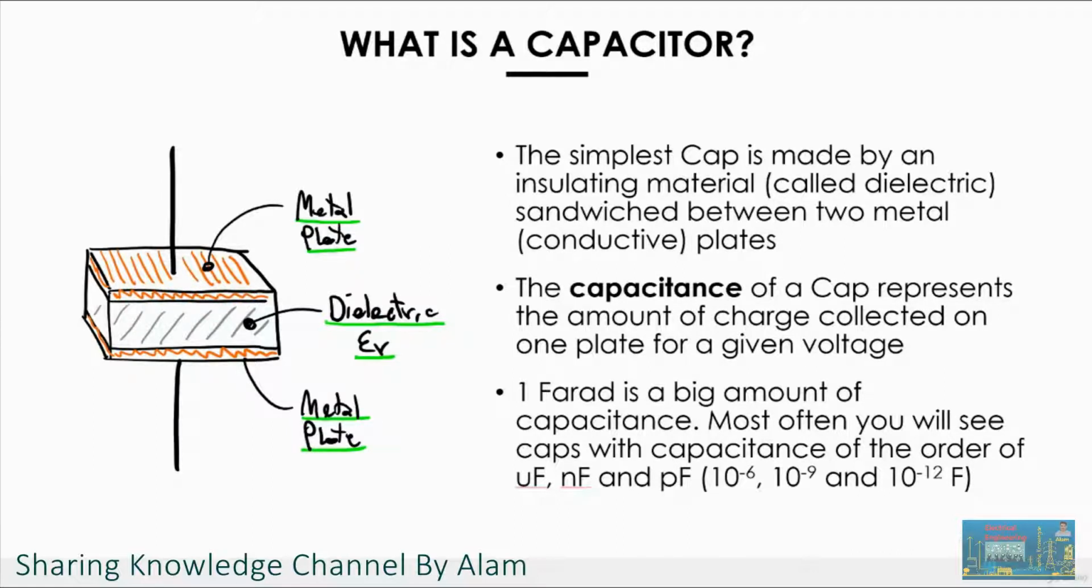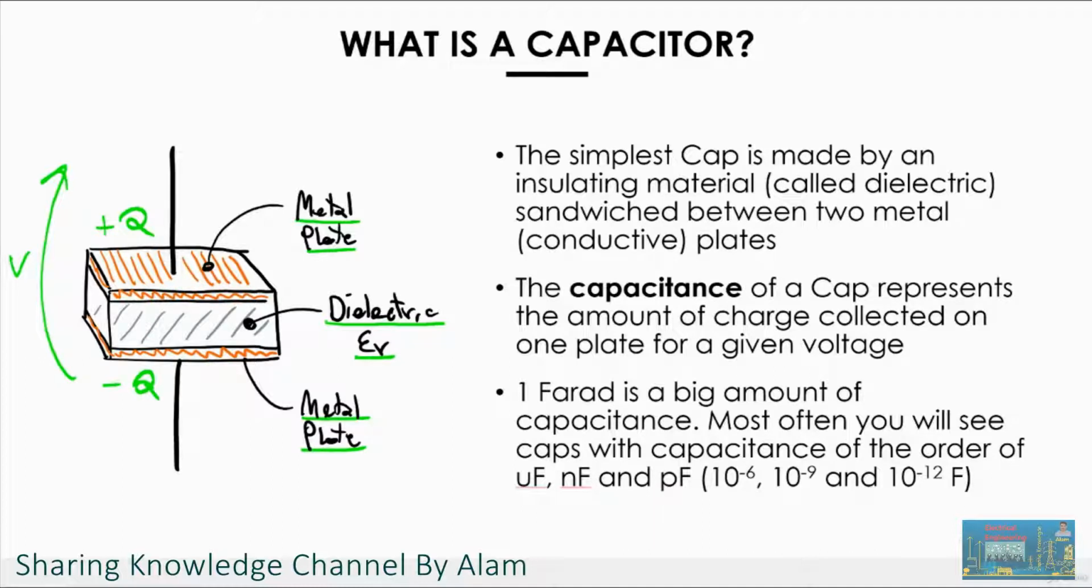The capacitance of a capacitor, which is the main parameter of this component, represents the amount of charge collected on one plate for a given voltage. So if you apply a certain voltage V across the component, you will accumulate a certain amount of charge plus Q on one of the plates and minus Q on the other plate.